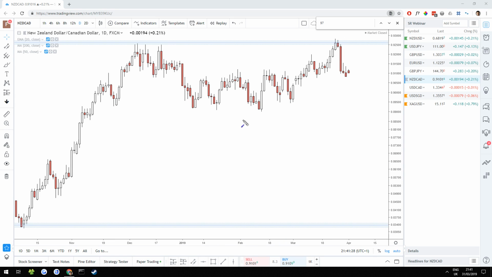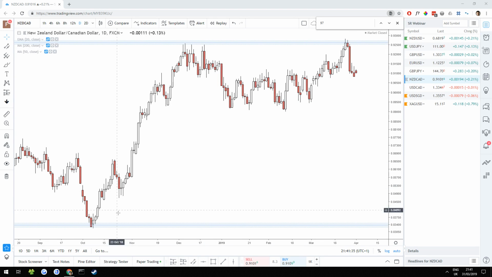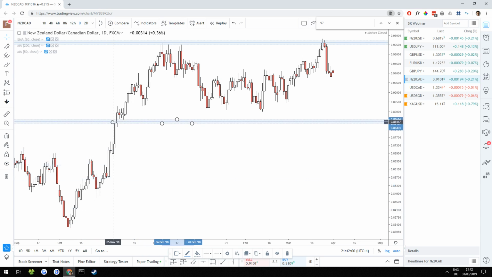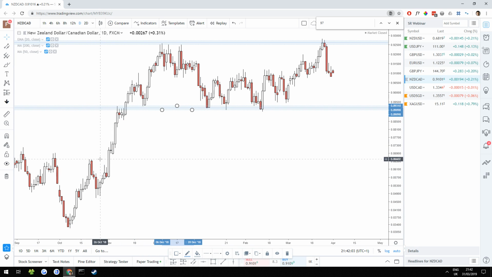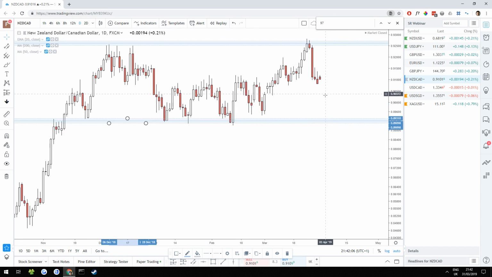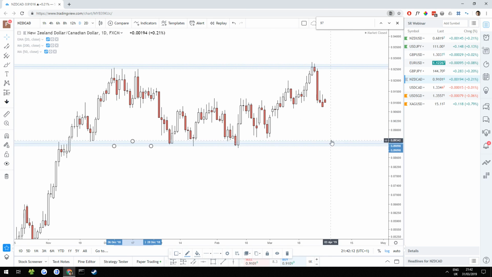Now, I am following my step-by-step process, right? I'm placing the bottommost and I'm placing the topmost. I'm zooming out till we have about 3 or 4 months worth of data. But in this case, the bottommost is so far away that we really don't even need to bother placing it. It's going to take quite some time for New Zealand CAD to drop all the way down to here. And by the time it does, we can easily place that support area. So for the bottommost, I'm just going to place it here because it makes more sense, because that's closer to where price is right now. And that's our more immediate concern.